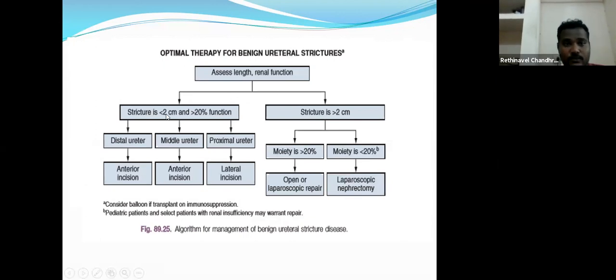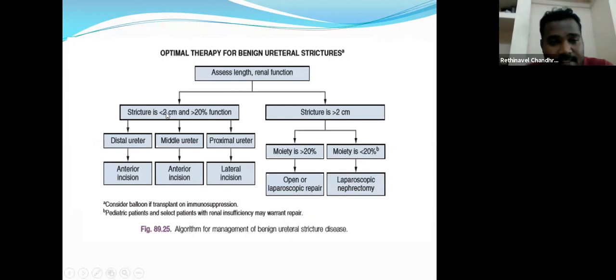So when you are seeing a stricture, first you see what is the length of the stricture. If it is less than 2 centimeter, then see the location: distal ureter, middle ureter, or proximal ureter. As I already told, less than 2 centimeter, endourology is the best. So distal ureter, anteriorly you incise; mid ureter again anterior; and proximal ureter lateral.